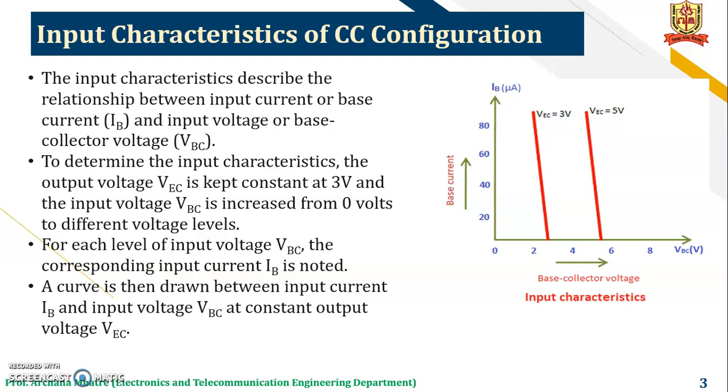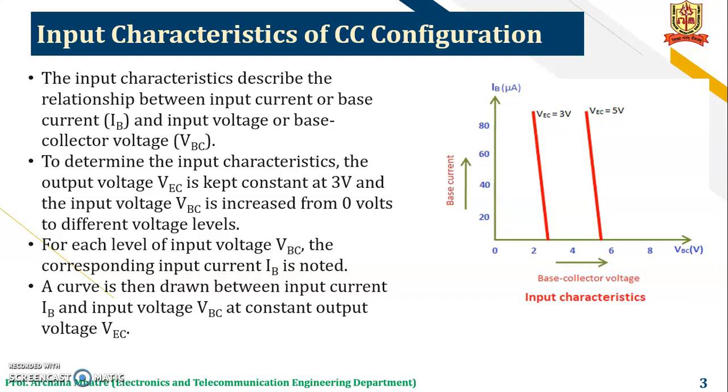First, input characteristic of common collector configuration. This is a graph which shows the input characteristic for common collector configuration. The input characteristic describes the relationship between the input current or base current IB and the input voltage or base to collector voltage VBC.